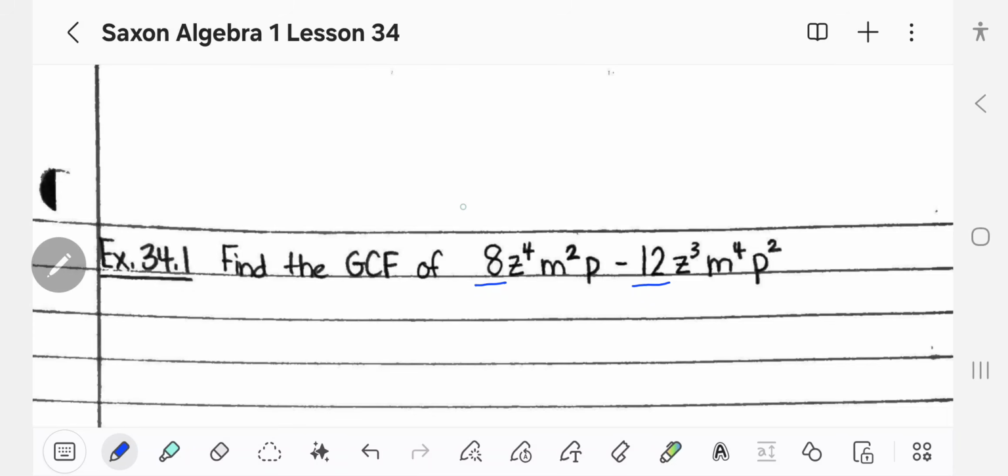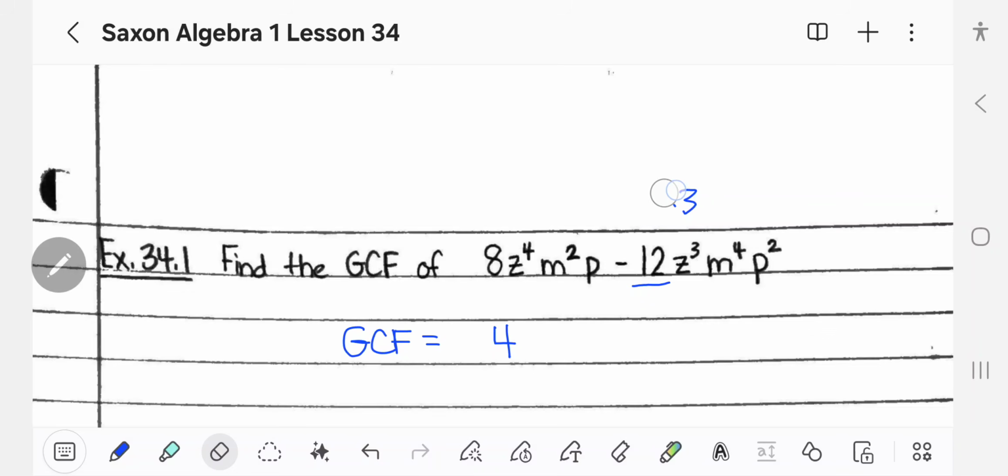And if you weren't sure, you could do the prime factorization of each. 2 times 2 times 2 is 8. And 12, if you did a factor tree, you would get 2 times 2 times 3. Okay, and you know how to do that, so you could do that. What do they both have in common? They both have a 2. They both have a 2 times 2, and that's it. So that means the 2 times 2 is your greatest common factor, so it's 4. So we know our GCF is going to have a 4 in it.